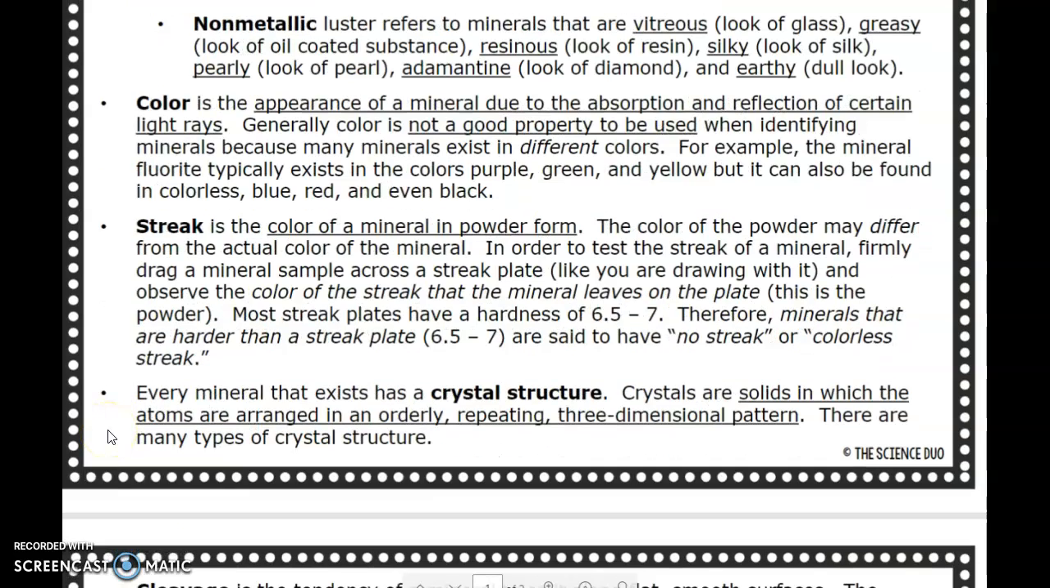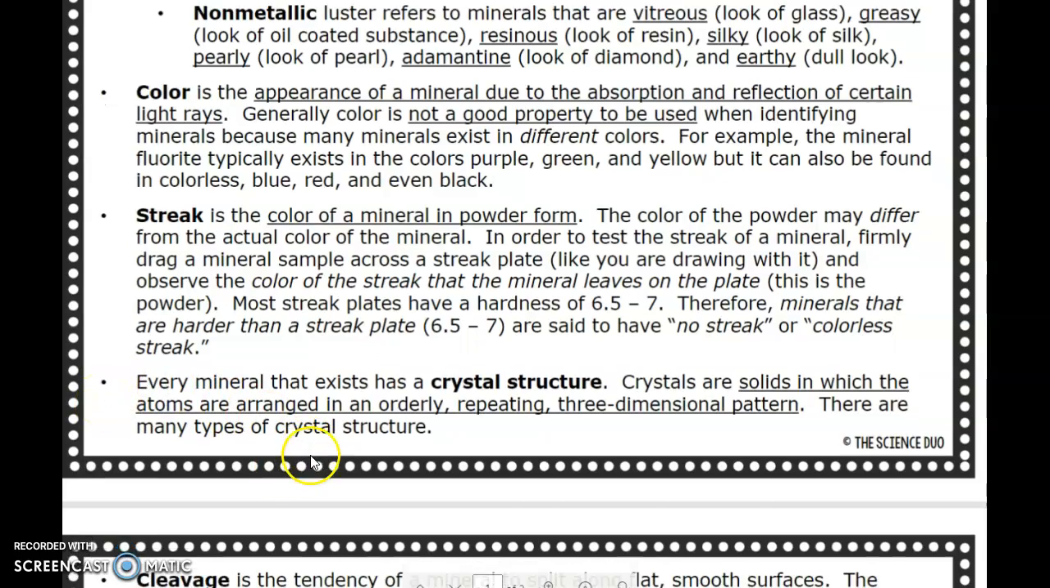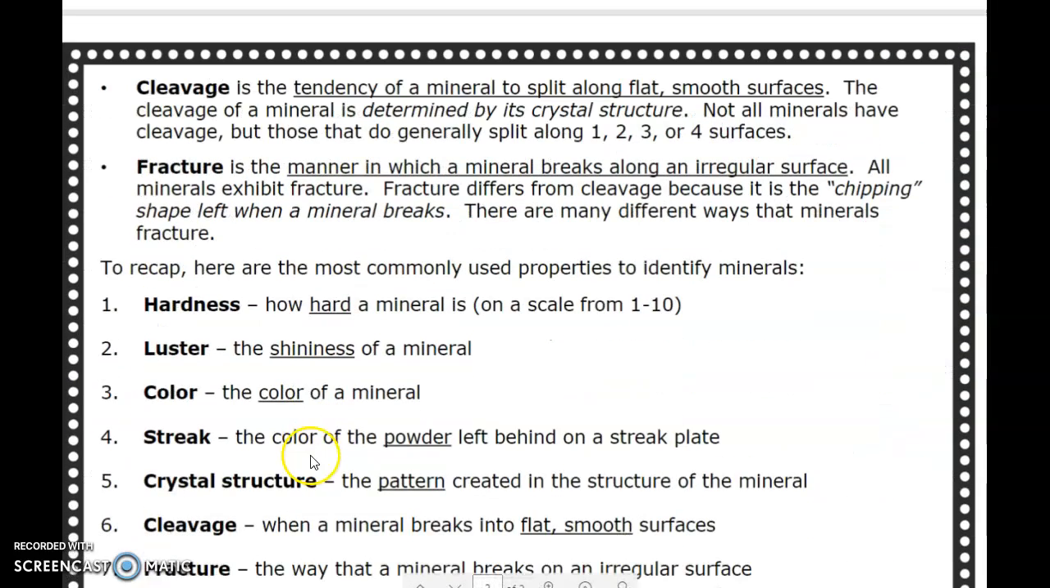Every mineral that exists has a crystal structure. Crystals are solids in which the atoms are arranged in an orderly, repeating, three-dimensional pattern. They're organized in a very specific way. There are many types of crystal structure.